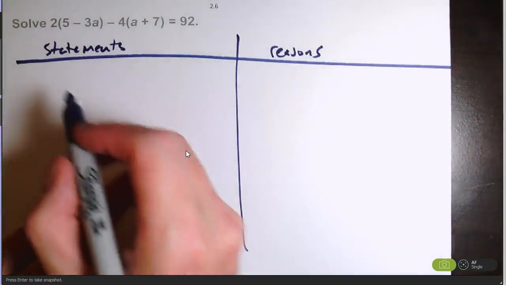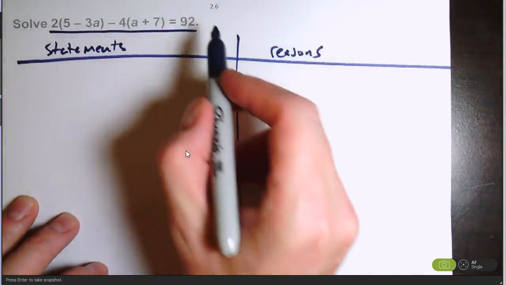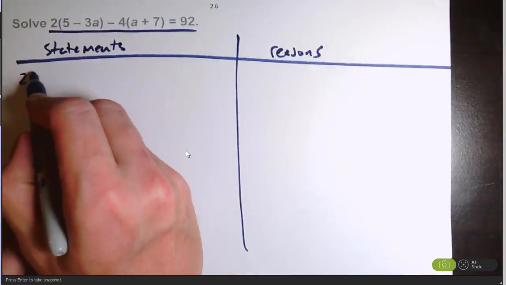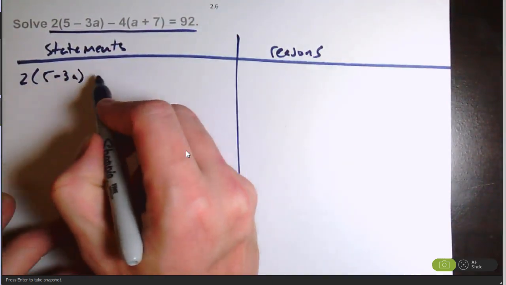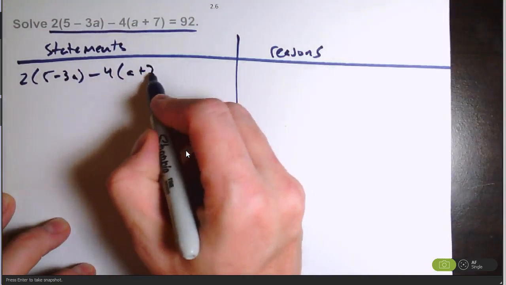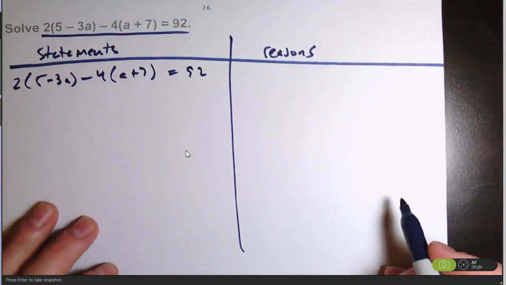The first thing we do is write down our given right here. So 2 times 5 minus 3a, minus 4 times the quantity a plus 7, equals 92, and that's given.